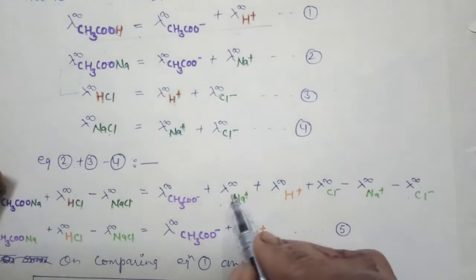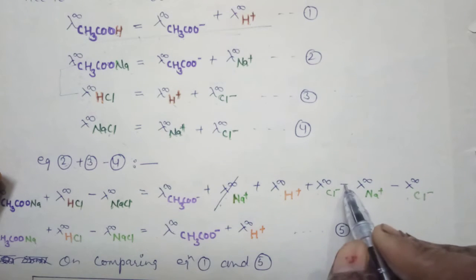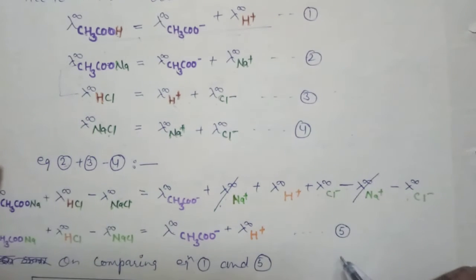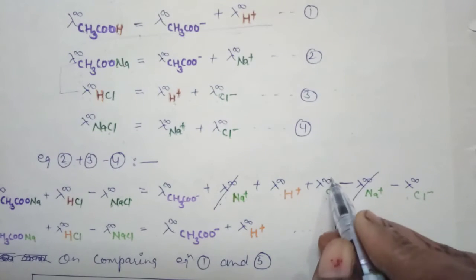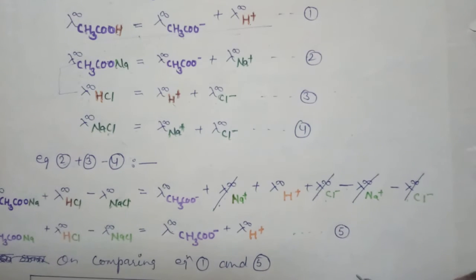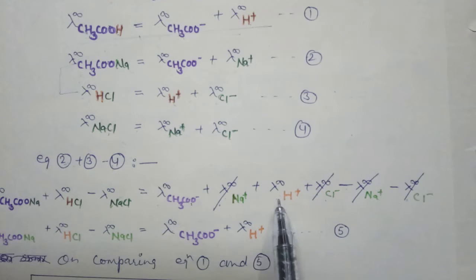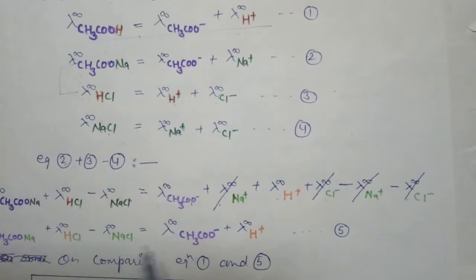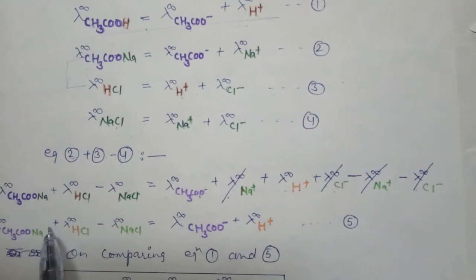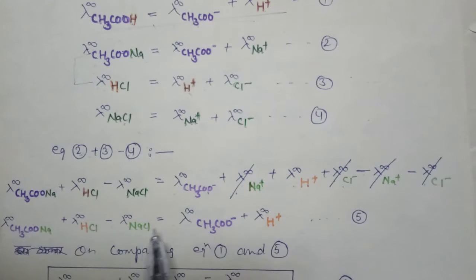In this equation, lambda infinity Na plus is cancelled by minus lambda infinity Na plus. Same, lambda infinity Cl minus is cancelled by minus lambda infinity Cl minus. So only two values, lambda infinity CH3COO minus and lambda infinity H plus, are obtained. So we can say lambda infinity CH3COONa plus lambda infinity HCl minus lambda infinity NaCl will be equal to lambda infinity CH3COO minus plus lambda infinity H plus.